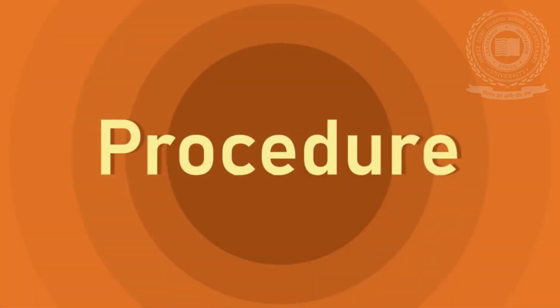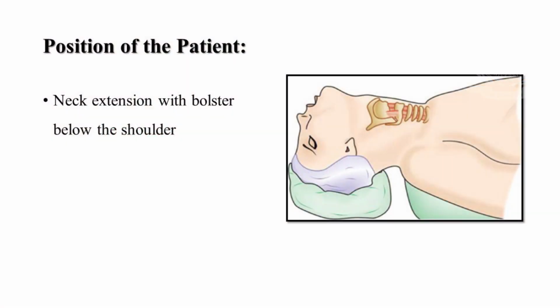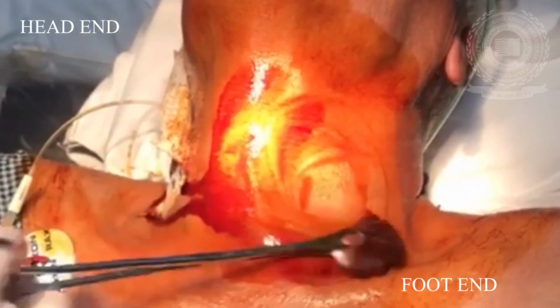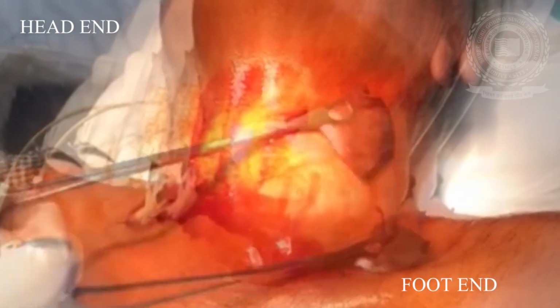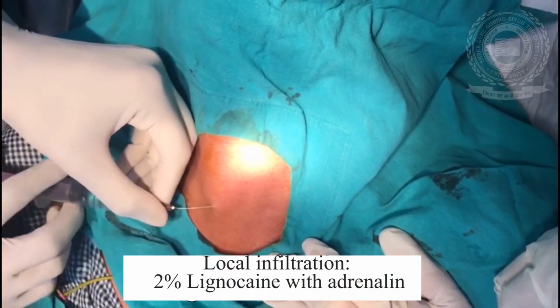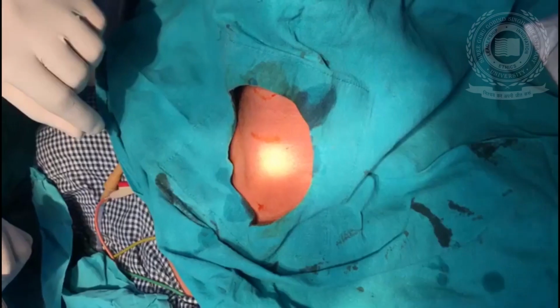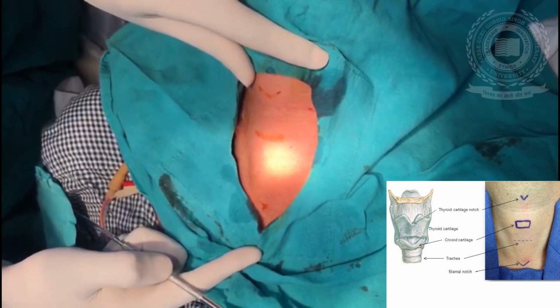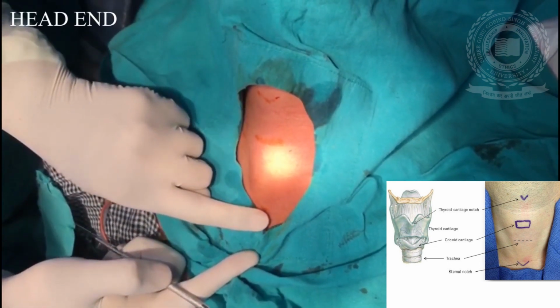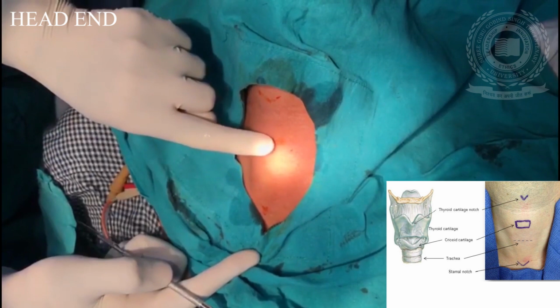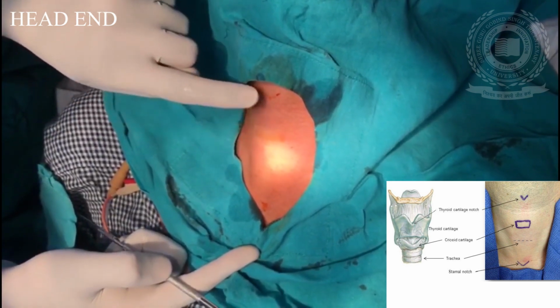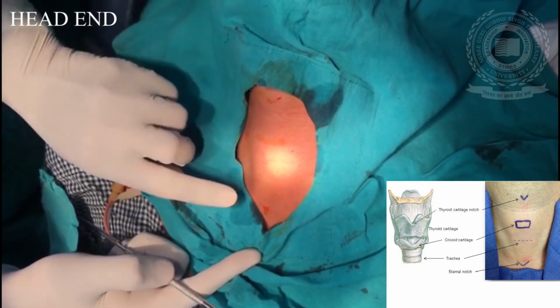Now I will show you how a tracheostomy is performed. First of all, the position of the patient. The neck of the patient is extended with bolster below the shoulder. The area is painted and draped for aseptic precautions. We give the local infiltration with 2% lignocaine with or without adrenaline. Identification of surgical landmarks is done. We look for the suprasternal notch, the trachea, the cricoid cartilage, and the thyroid cartilage notch.